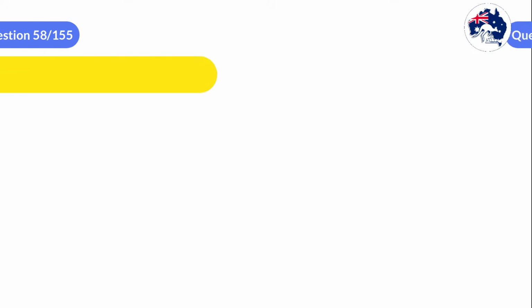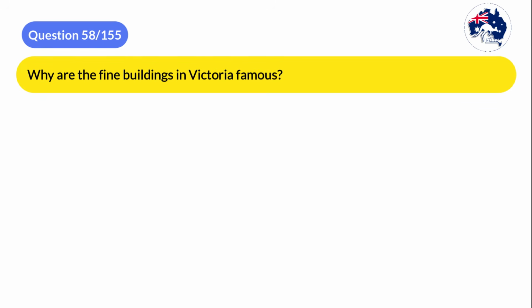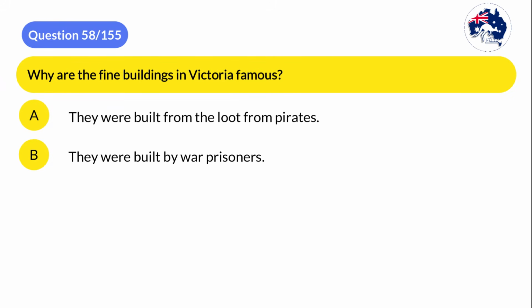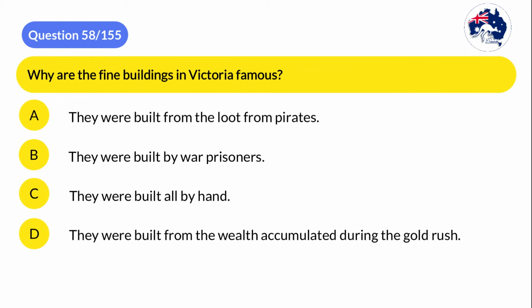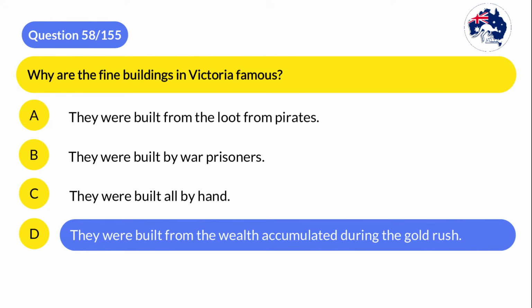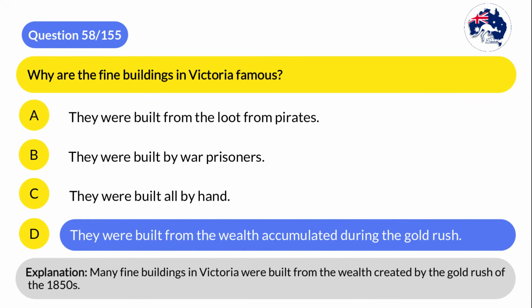Question 58. Why are the fine buildings in Victoria famous? A. They were built from the loot from pirates. B. They were built by war prisoners. C. They were built all by hand. D. They were built from the wealth accumulated during the gold rush. The correct answer is D. They were built from the wealth accumulated during the gold rush. Explanation: Many fine buildings in Victoria were built from the wealth created by the gold rush of the 1850s.